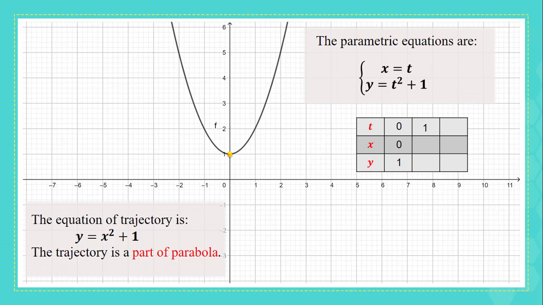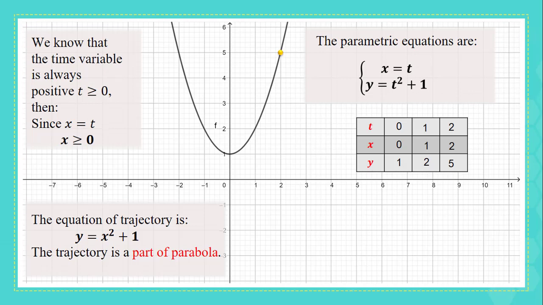At time t is equal to 1 second, the coordinates of this particle are x is equal to 1 and y is equal to 2. Notice that the position of the particle is changing. At the instant t is equal to 2, x is equal to 2 and y is equal to 5. Then the particle will move higher up in this parabola.